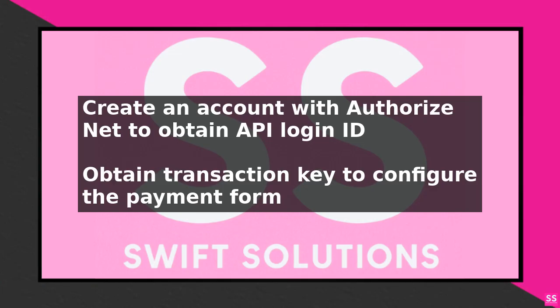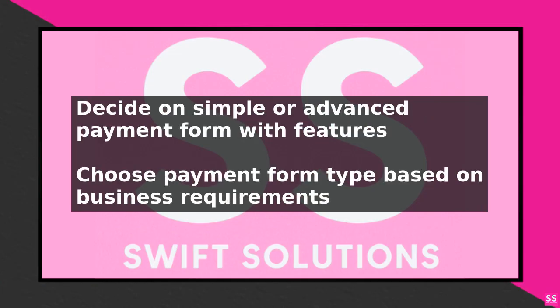Then, generate a token by sending a request to Authorize Net with your API login ID and transaction key. This token will be used to authenticate the payment form. After obtaining the token, redirect the customer to the Authorize Net hosted payment form by sending a request with the token and other relevant information such as the payment amount and invoice number.